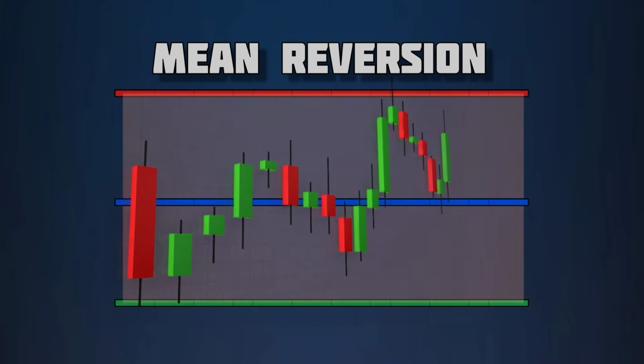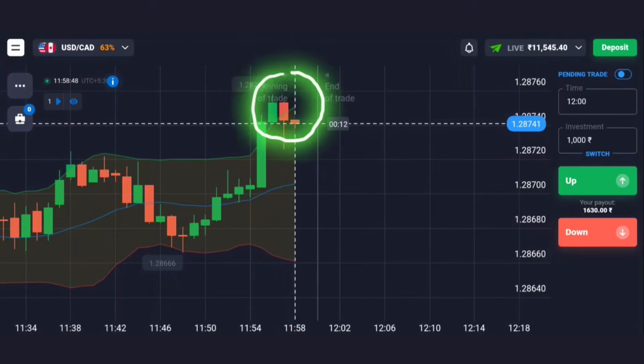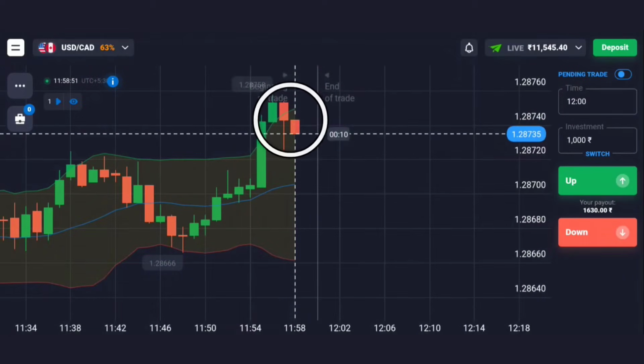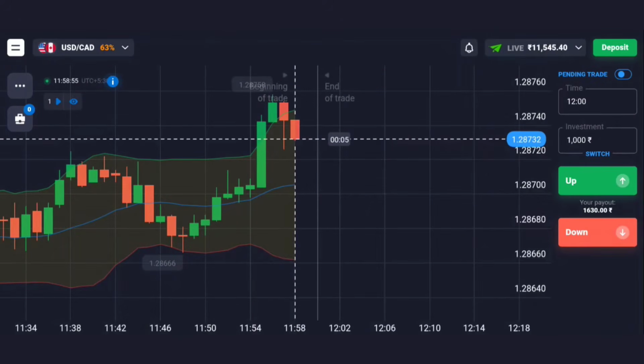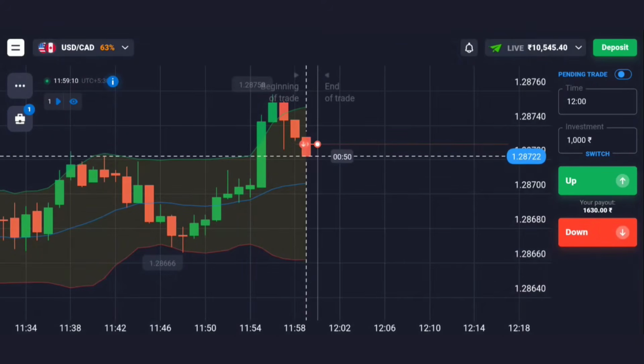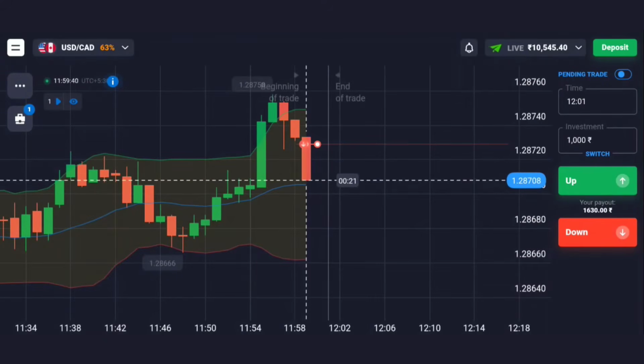We are now going to use mean reversion technique to place the trade. For that we need the green candle to touch the upper band, and a little confirmation is needed for the reverse strategy to work, so we wait for 2 candles to form red, so that we place the next 1 minute down. Entered a little late, but still that is a deep win.